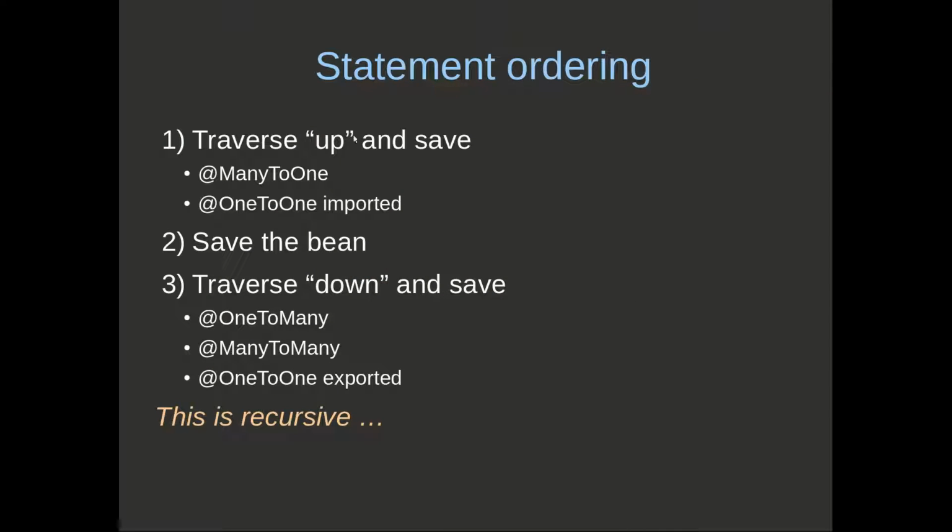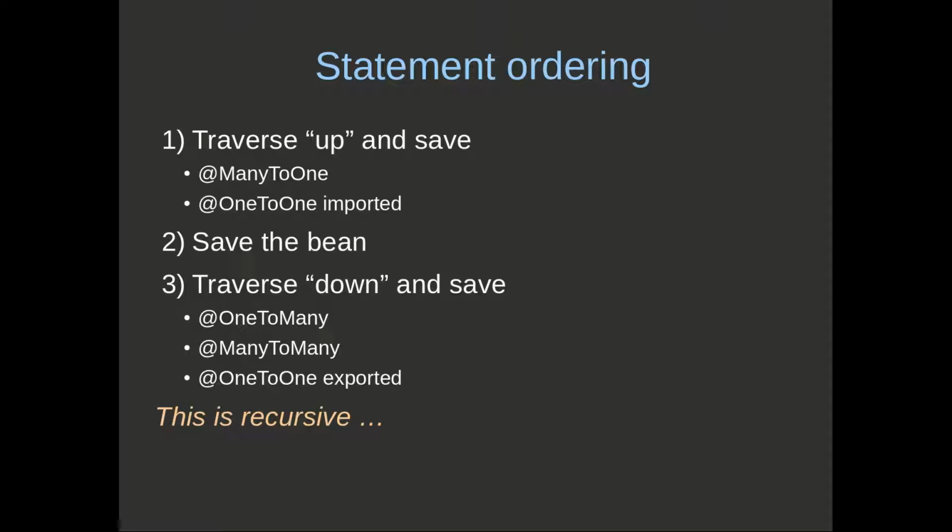So if we go back here, again, we just traversed up to the many-to-one addresses. So we've saved shipping address, billing address, then we've saved the customer bean, and then traversed down to save our one-to-many contacts. And the thing to note here also is that this is a recursive relationship, or a recursive algorithm, I should say. So if we saved the address, then that also would go through the same algorithm.